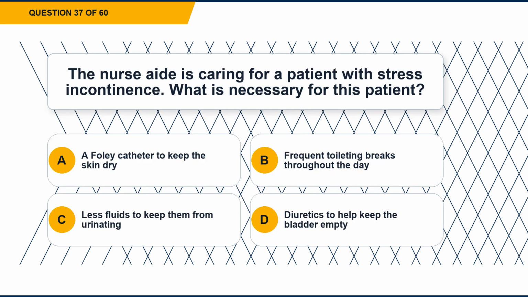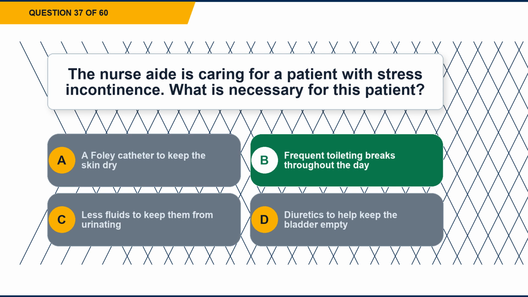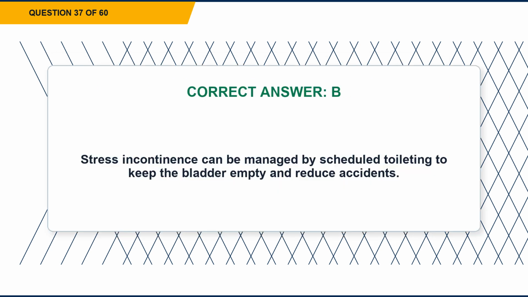Question 37. The nurse aide is caring for a patient with stress incontinence. What is necessary for this patient? Option A, a Foley catheter to keep the skin dry. Option B, frequent toileting breaks throughout the day. Option C, less fluids to keep them from urinating. Option D, diuretics to help keep the bladder empty. The correct answer is option B, frequent toileting breaks throughout the day. Explanation: stress incontinence can be managed by scheduled toileting to keep the bladder empty and reduce accidents.